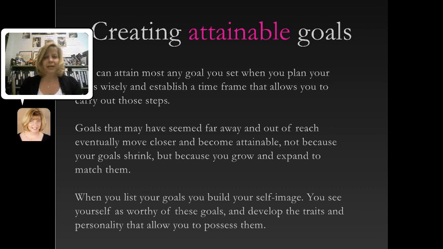So you can attain almost any goal you set if you actually set out a time frame and plan how you're going to carry out those steps. And even though it may seem something that's very far away, if you take very small steps at a time, you may find that a lot of what you have dreamed about is actually well within your reach.